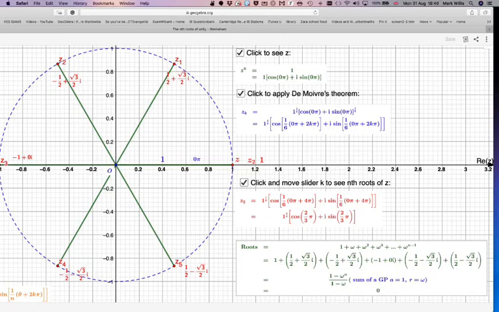The angle being, in this case, pi by 3, so evenly spread all the way around the circle. Okay, so I hope you've understood. So this has been a video about the nth root of unity.